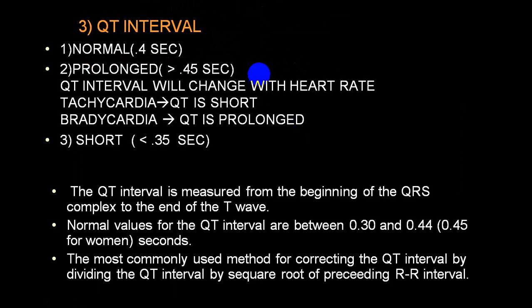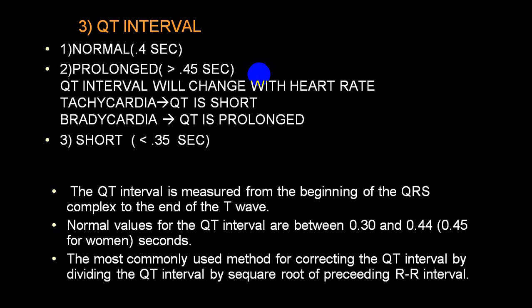Now QT interval is beginning of the Q wave till end of the T wave. Normally it is 9 small squares to 11 small squares. So 9 small squares is 0.35 second. So if it is less than 0.35 second, it is considered a short QT. If it is more than 11 small squares, that is 0.44 second, it is considered a prolonged QT interval.